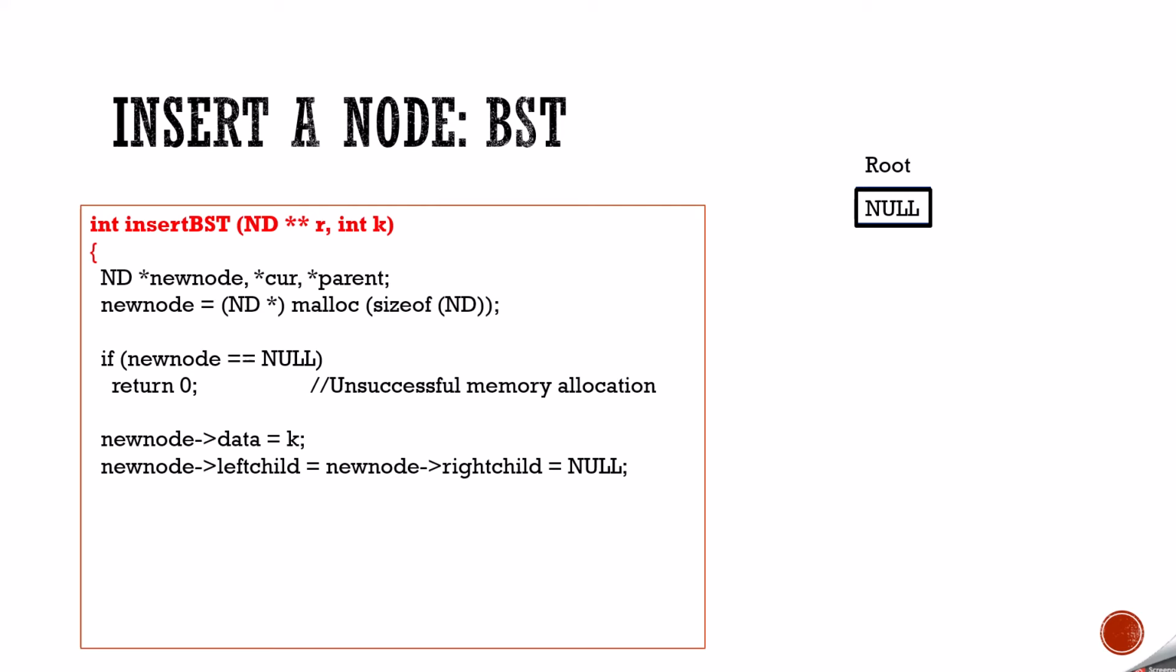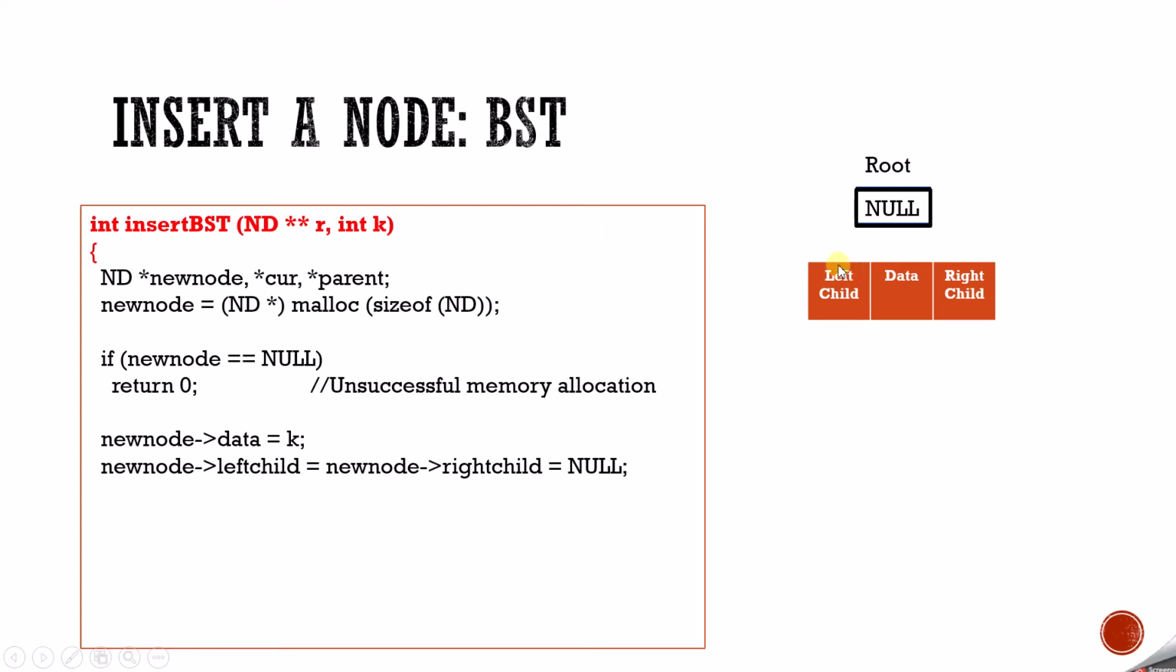So if it checks, if it is 0, naturally it's an unsuccessful insertion. We are going to give a message that my insertion is unsuccessful. Now once my insertion is successful, and in most cases it is going to happen, we will initialize the data part of that new node with k. That means in this part of that node I am going to assign the new value that I would like to insert over there. Then the left child pointer and right child pointer I'm going to initialize with null value.